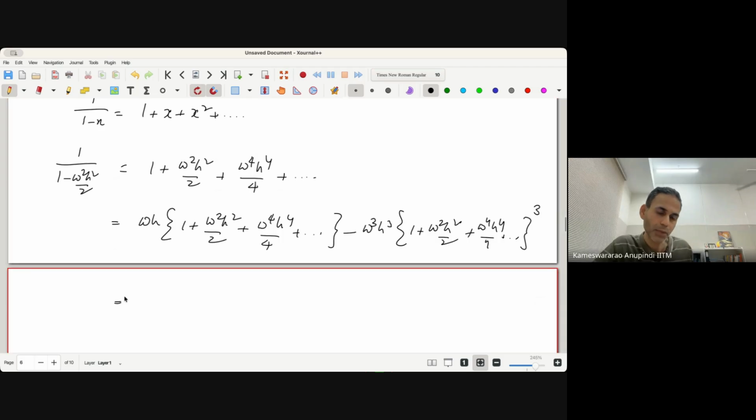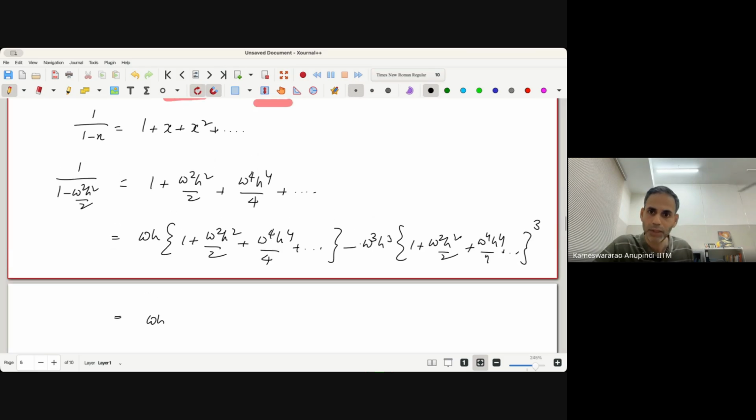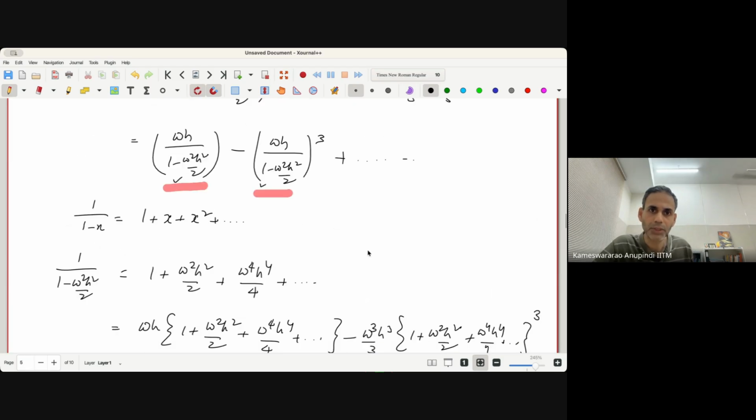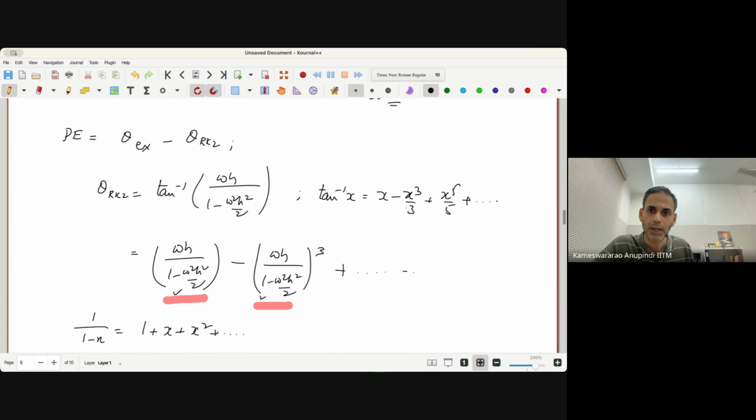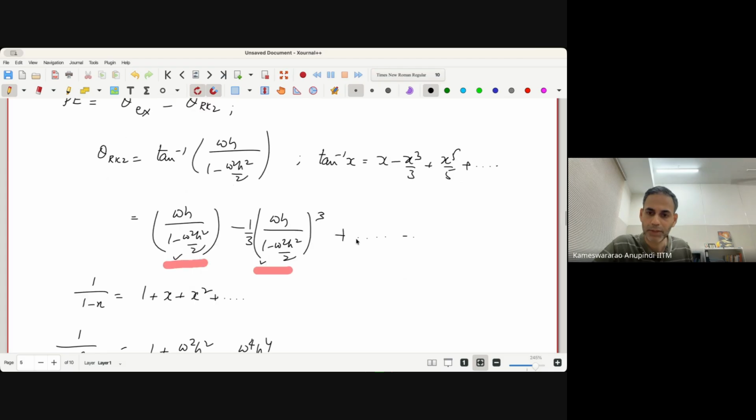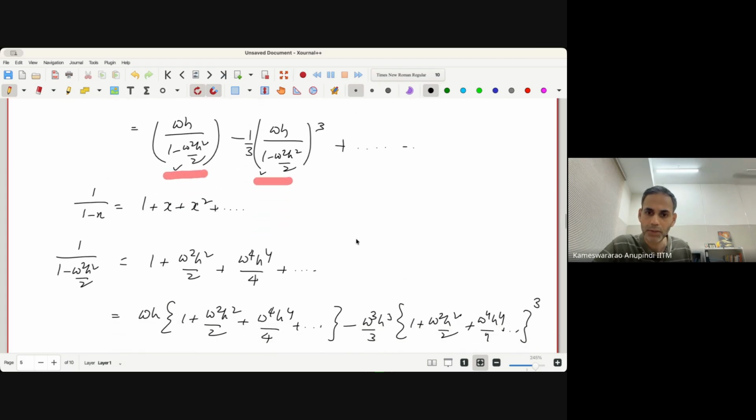So essentially, what does this mean? This is going to be omega h, and then divided by 3, right? Divided by 3 was also there. So this is x minus x cubed by 3. So there is a 1 by 3 here, plus 1 by 5 and so on. So there is a 3 here.